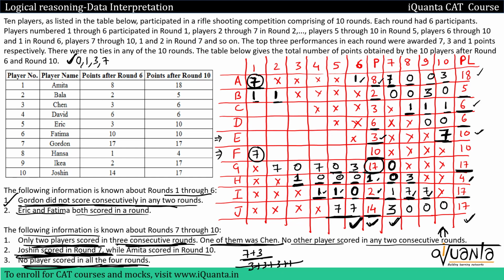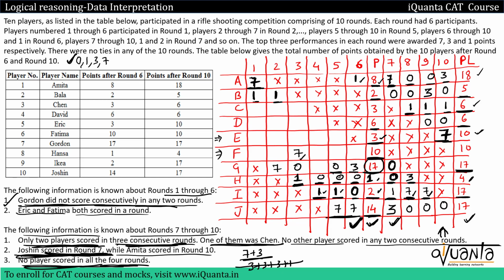No, because then these two will have 7, 7, which is a tie. Can we give her 7 here? No, because these two will have a tie. Can we give her 7 over here in round 4? No, because these two will have a tie. Can we give her 7 over here? No. Over here? No, because in all these rounds she's having a tie except round 3. So we can give Fatima 7 in round 3. So Fatima gets a 7 in round 3.